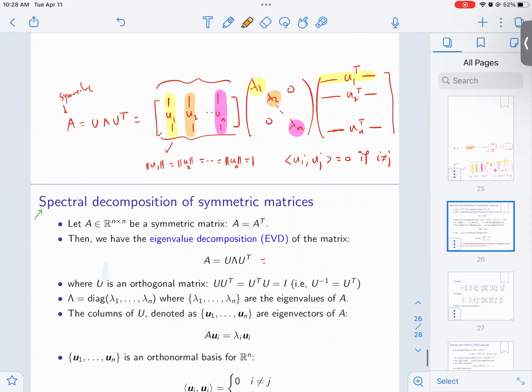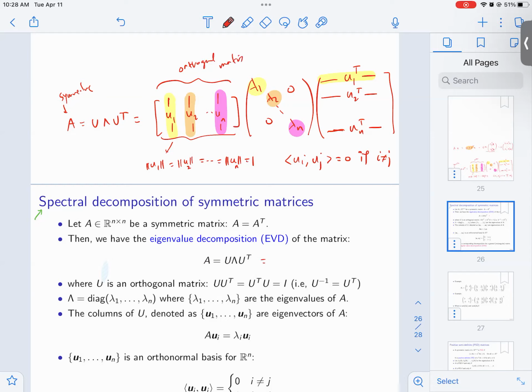This is also an identity, so A is actually exactly equal to that. Once you multiply everything out, it's just that. So this summarizes all the discussion of eigenvectors and eigenvalues into a nice compact form. A is U lambda U transpose. Lambda is diagonal, and U is what is called an orthogonal matrix.